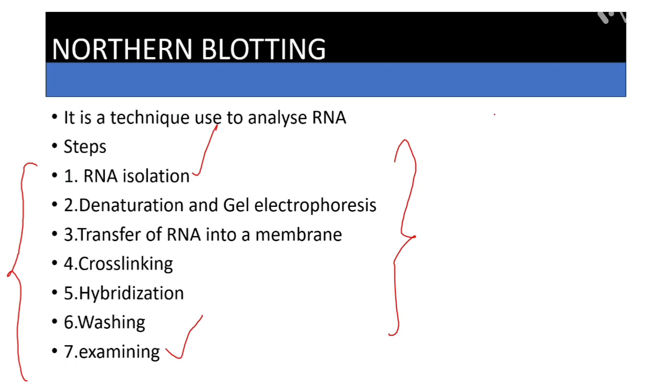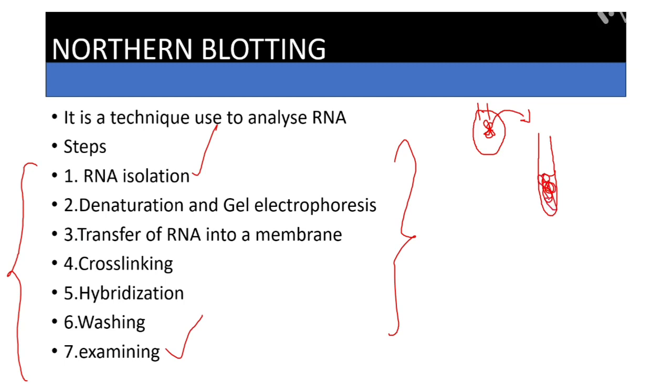So first let's start with RNA isolation. We know that DNA and RNA, these nucleic acids, are present inside the cell. If we have to get the DNA or RNA outside, first we have to lyse the cell wall and cell membrane. Talking about bacteria, we first have to lyse the cell wall and cell membrane. Once we break them, we will get all the cellular components outside.